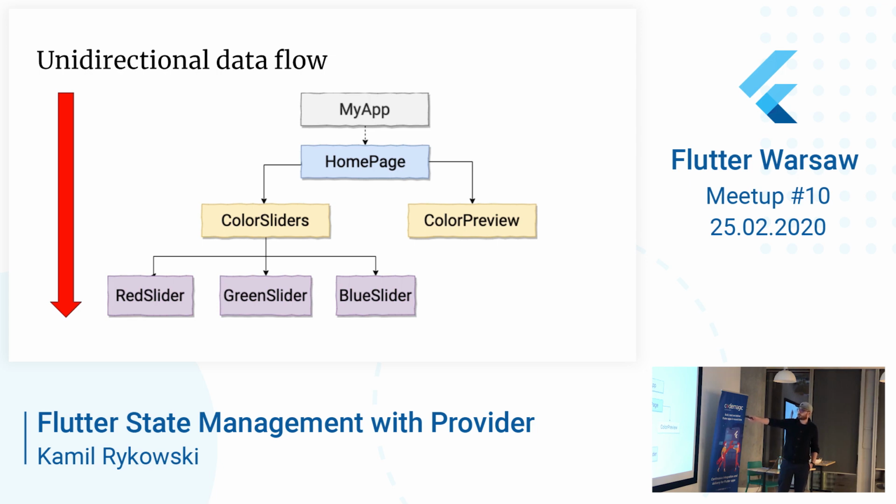So my app can pass some data to homepage. Homepage can pass some data to color sliders, etc. But there is no way, for example, for green slider to pass some data to color sliders. The data cannot go up. That's not Angular. You don't have two-way data binding. You have one-way data binding.